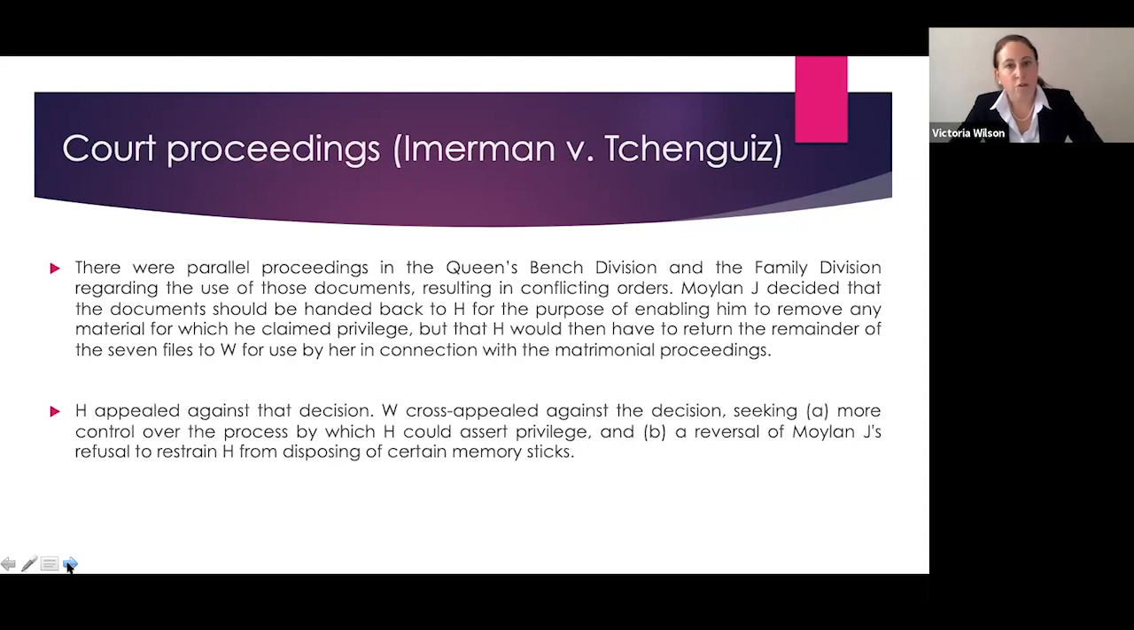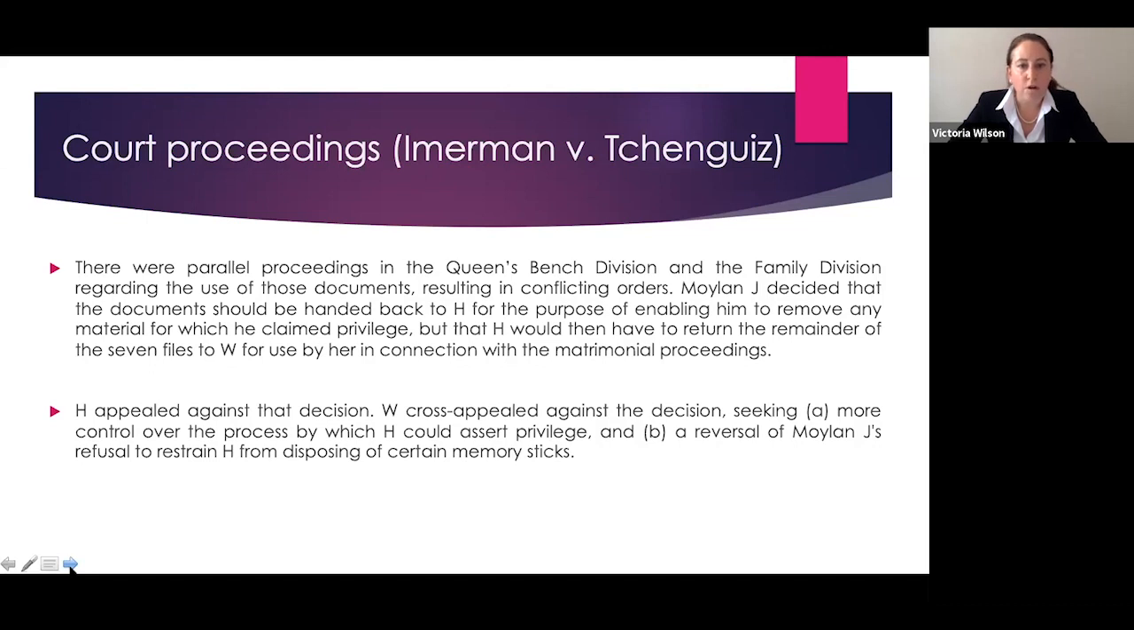If we move on now to the court proceedings, they were complex, but in essence, there were parallel proceedings in the Queen's Bench Division and in the Family Division regarding the use of those documents. And this resulted in conflicting orders. Mr. Justice Millin decided at first instance that the documents should be handed back to husband, and he could remove anything privileged, but then husband would have to return the remainder of the files to wife and she could use them in matrimonial proceedings. Husband appeals against that decision, wife cross appeals.